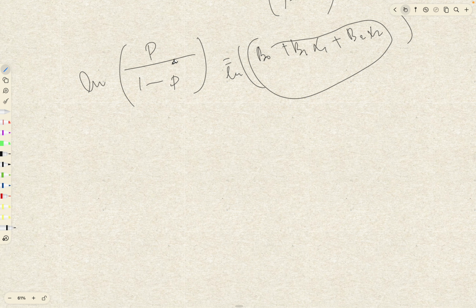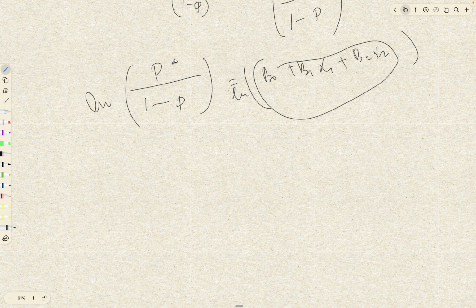Then what we can do is add the exponent function. If we add the exponent here, then we should also add it here. Then the exponent and ln function cancel each other out, and what's left here is p divided by 1 minus p is equal to b0, the coefficients, and the features.